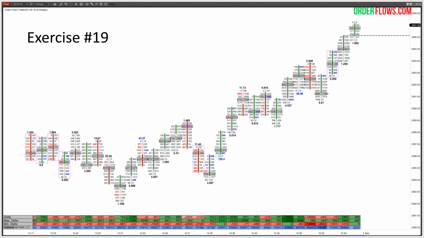Okay, so exercise number 19. All right, so what do you see? Right in here, again, this is the flip. Minus 2126 against a min delta of minus 2126. You got the intervening bar, but I wouldn't consider this a reversal. The volumes are just a little too light.